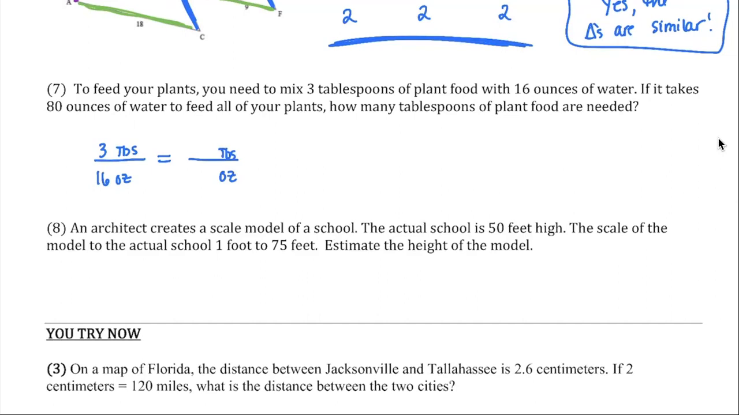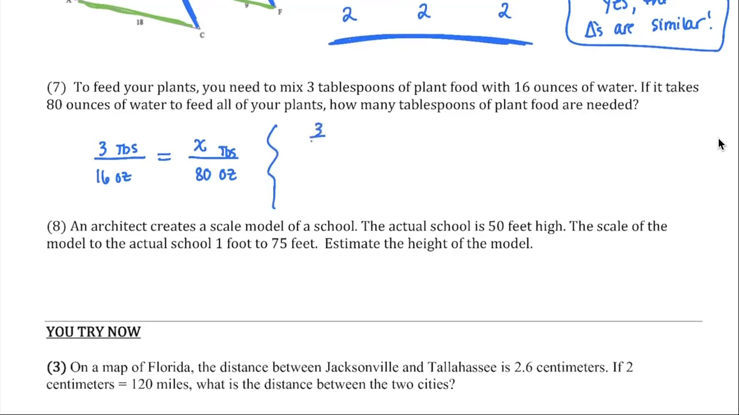And we're going to fill in what we know. It says if it takes 80 ounces of water, well, we have ounces of water on the bottom, so I'm going to fill in 80. And it says how many tablespoons of plant food are needed. So I don't know how many tablespoons, but that just tells me that that's my unknown. That's where my variable is going to go. And now we can cross multiply and solve. Right now, technically, we have 3 over 16 equals x over 80.